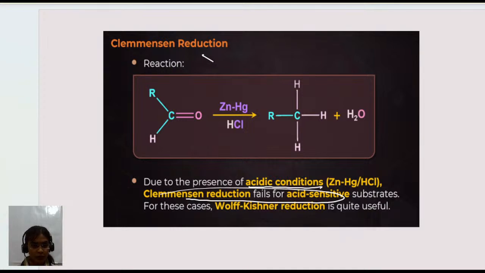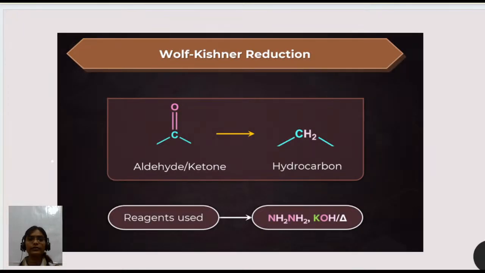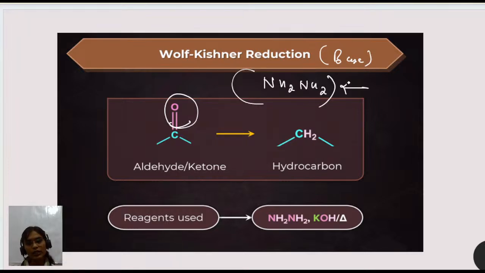Okay, so where's the slide? Okay, so let's talk about the next one, the Wolff-Kishner one. The conditions and working are the same: the O is simply replaced by two hydrogens. The reason is that this time it's basic; it's famous for the base. So which kind of base are we using? That is NH2NH2. Okay, does anyone know the name for this? NH2NH2.